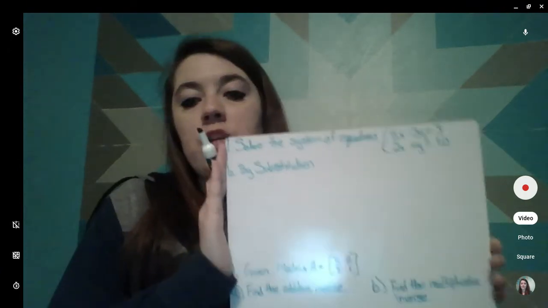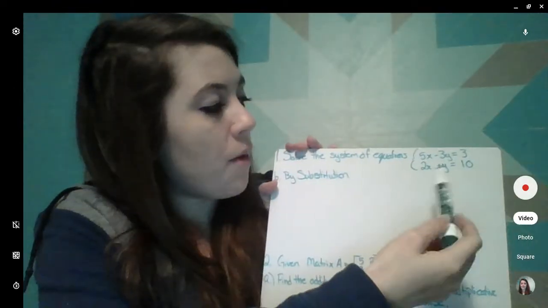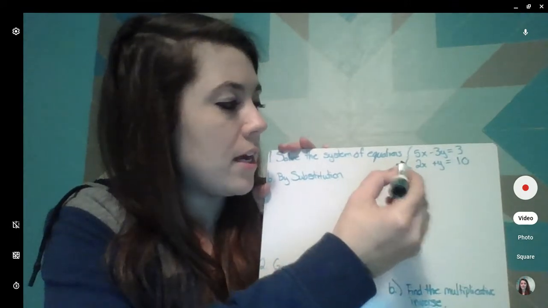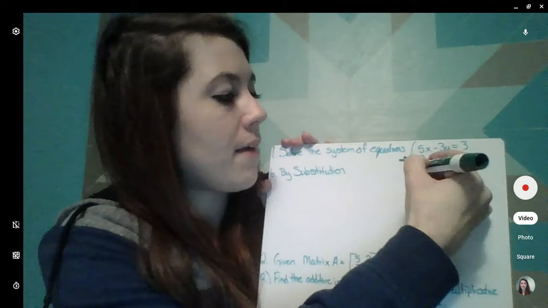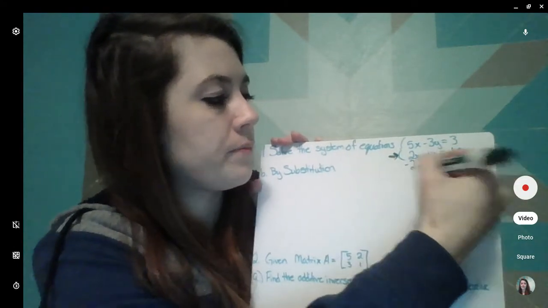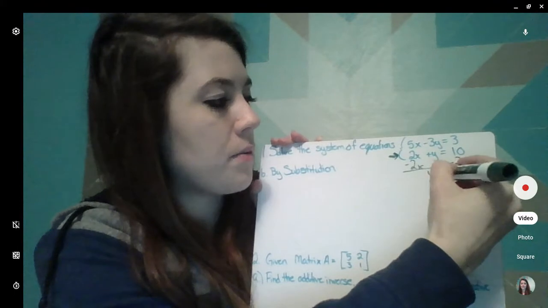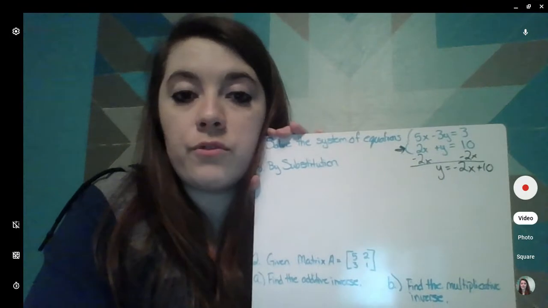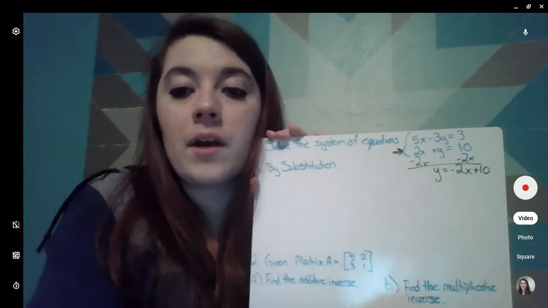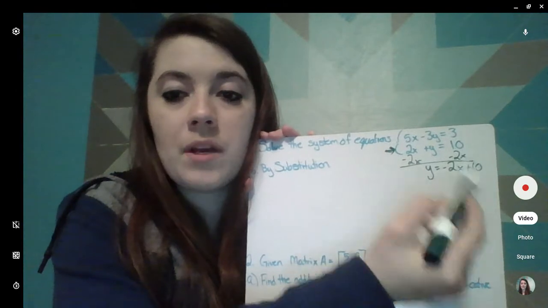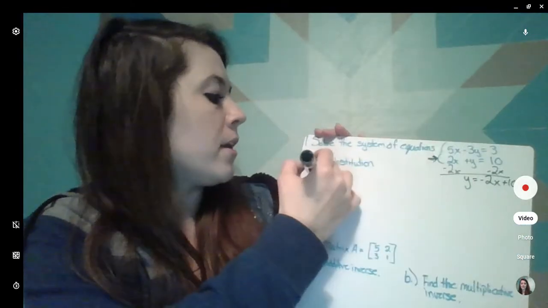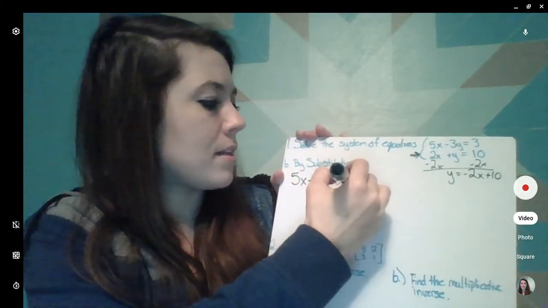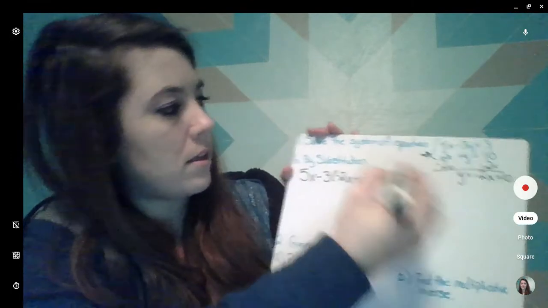So with substitution, we need to get one of our equations solved for a variable. So this second equation here is going to be the easier one to do because all we have to do is subtract the 2x. So we end up with y equals negative 2x plus 10. So we have it solved for a variable. Now, we're going to take what y equals, and we're going to plug it into the first equation in place of y. So we're going to have 5x minus 3 times negative 2x plus 10 equals 3.